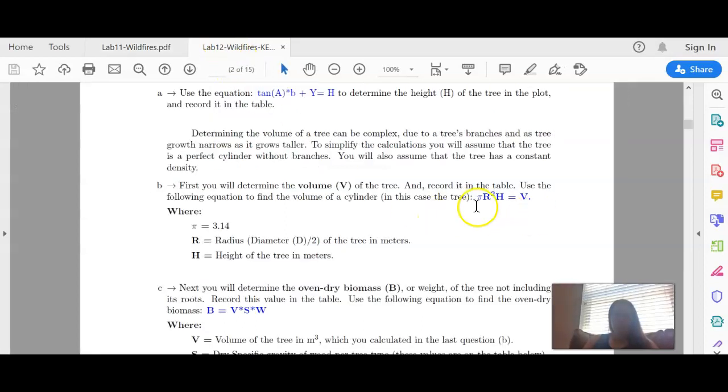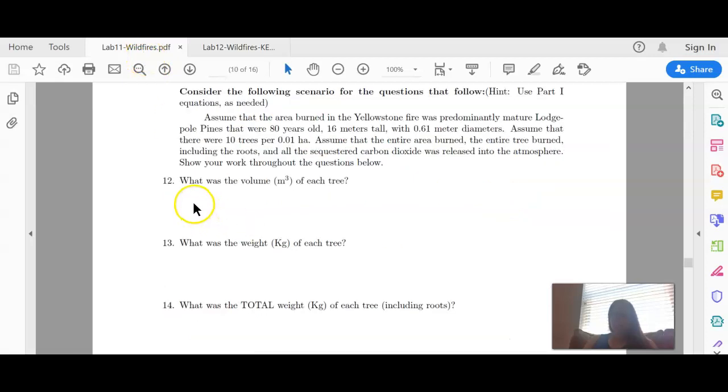So we know that volume, we're going to consider as a cylinder, and we're going to say it's equal to pi times the radius squared times the height of the tree. So the volume here is going to equal pi times the radius, which is half the diameter, so half of this squared, times the height of the tree. And we know that the height of a tree is 16 meters tall. So volume is equal to pi times half of this squared times 16 meters. Boom, we get the answer for number 12.